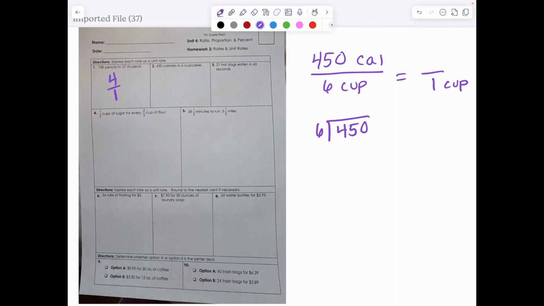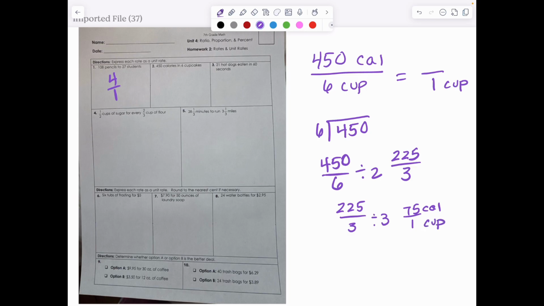Well, I can also say, okay, 450 over 6, they're both even numbers, so I know I can divide by 2. If I take 6 divided by 2, I get 3. If I take 450 divided by 2, I get 225. Now 225 is divisible by 3. So I can take 225 and divide it by 3, and I get 3 divided by 3 is 1, and 75. So this means there's 75 calories in 1 cupcake. So it's 75 to 1.